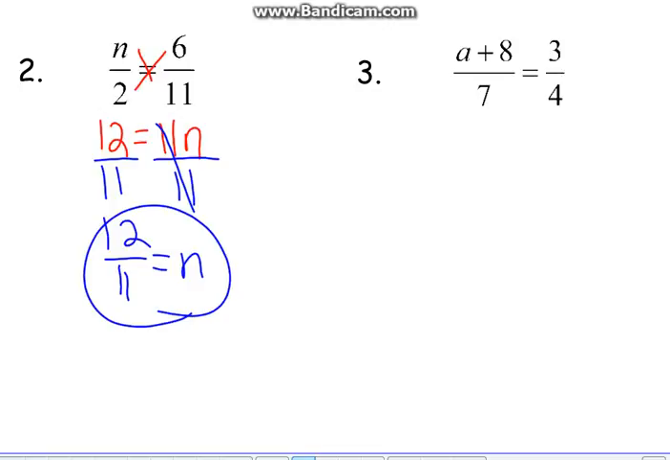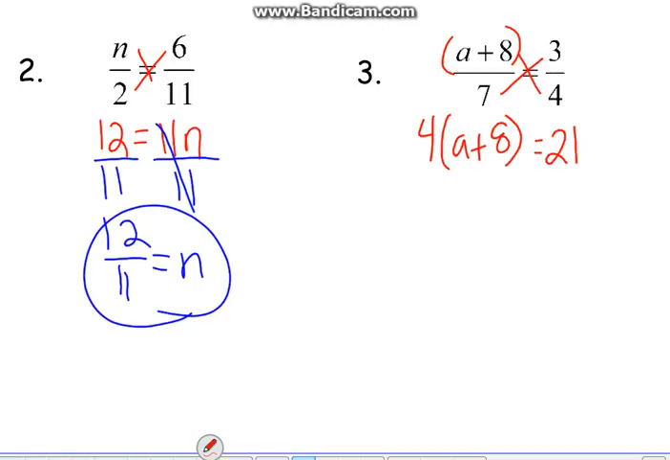Okay? Next one, we cross multiply again. Think about this a plus 8, though, in parentheses. That's going to be really important for us. So we have 4 times a plus 8 equals 7 times 3, which is 21. Okay? Now you can do one of two things. You can go ahead and distribute that through. But in this case, I could think about dividing both sides by 4.